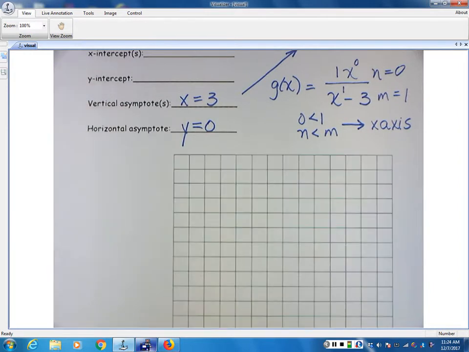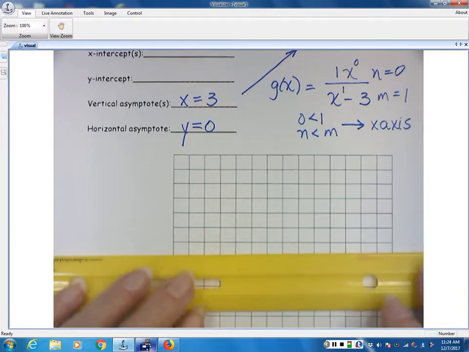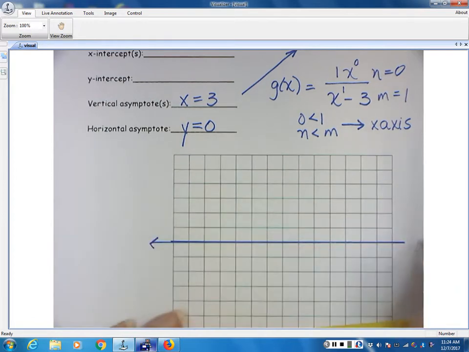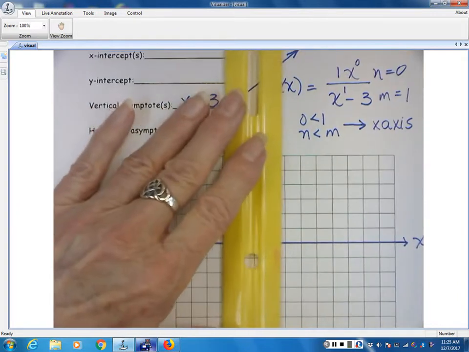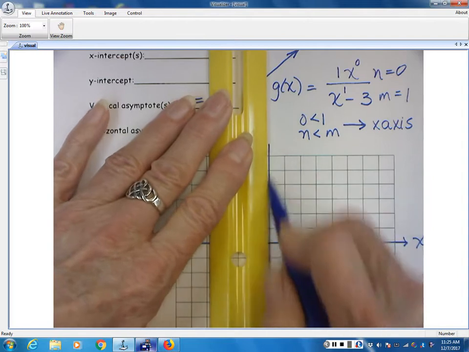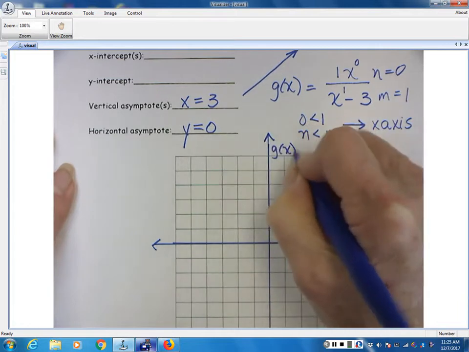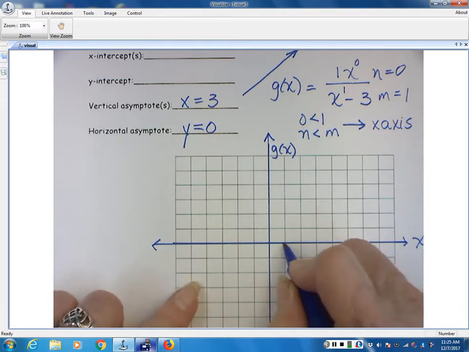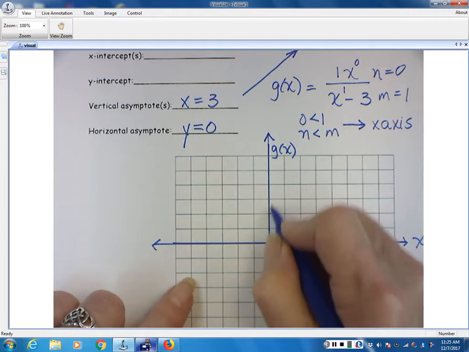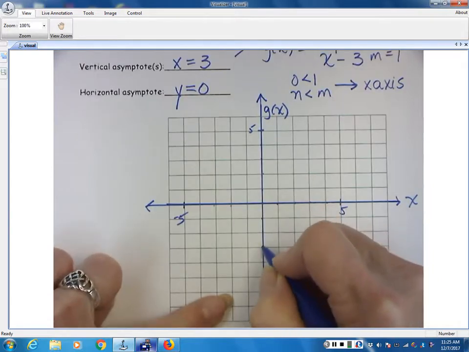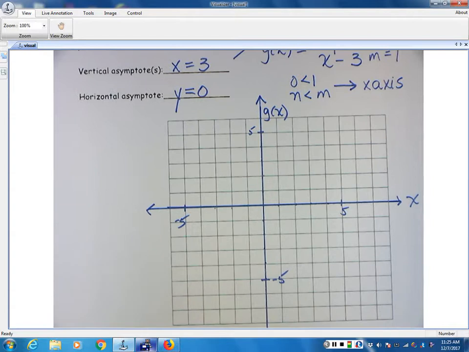Now, you could actually sketch a graph with no more information than that. I'm going to go ahead and sketch it, and then we'll verify it on the calculator. So here's my x-axis. Here's my g of x-axis. And I'm going to mark these off in increments of 1. So there's 1, 2, 3, 4, 5, and so on in each direction. You don't have to label every single mark on the axis, just enough so that I can tell how you were going about it.